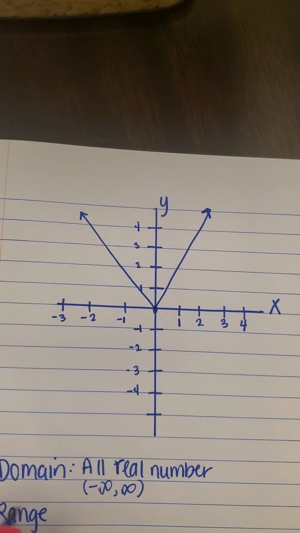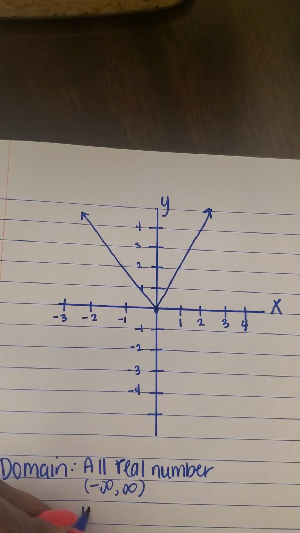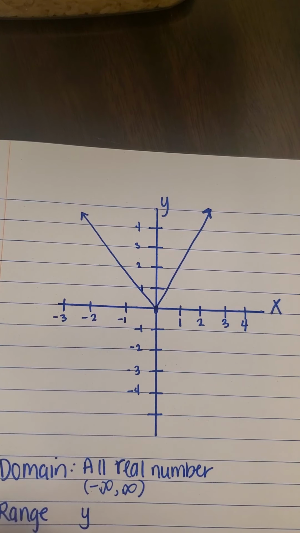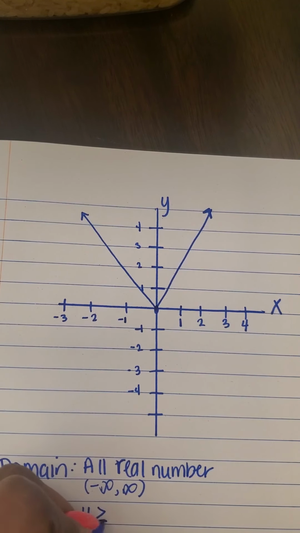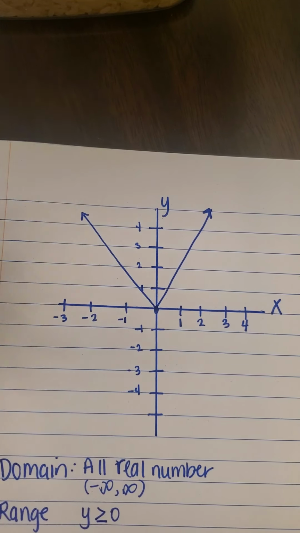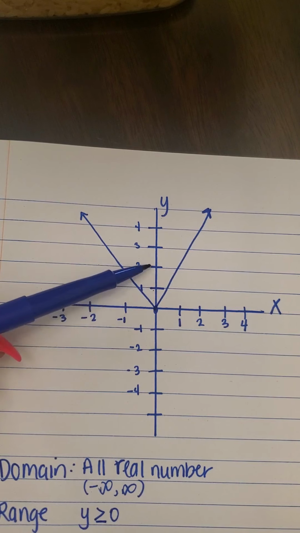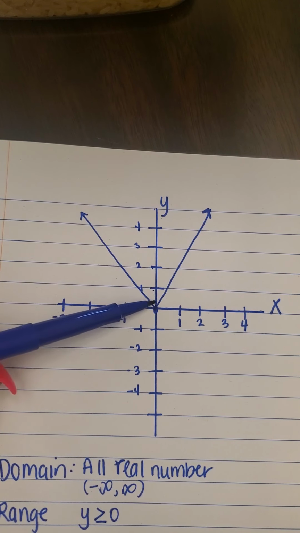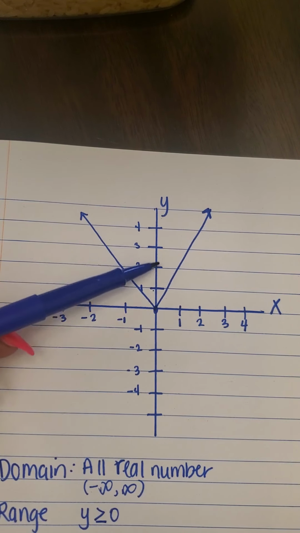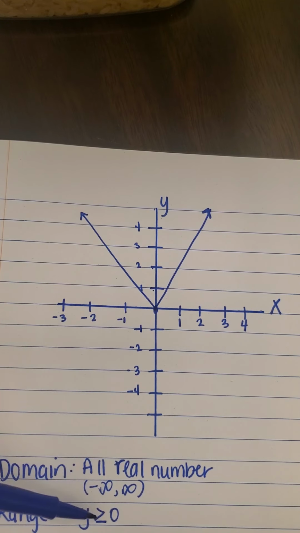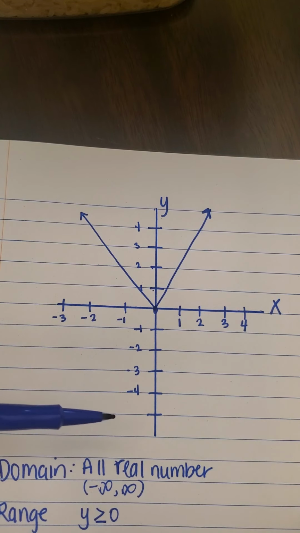Well, one way to write this, we're going to start with our y, and we're going to say it is all values greater than or equal to 0, because it is. Let's see. 0, 1, 2, 3, and every number in between. Okay, all numbers greater than or equal to 0.